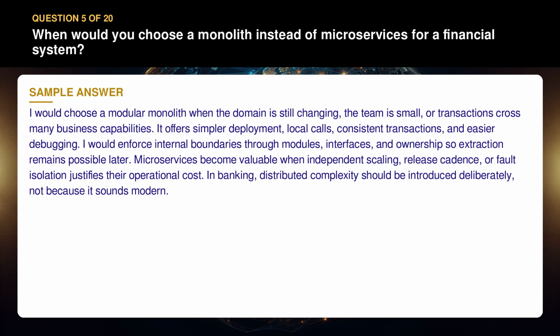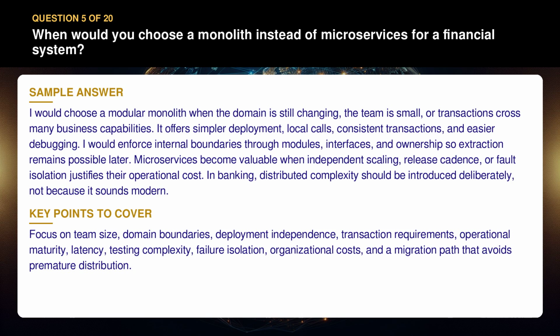Microservices become valuable when independent scaling, release cadence, or fault isolation justifies their operational cost. In banking, distributed complexity should be introduced deliberately, not because it sounds modern. Focus on team size, domain boundaries, deployment independence, transaction requirements, operational maturity, latency, testing complexity, failure isolation, organizational costs, and a migration path that avoids premature distribution.